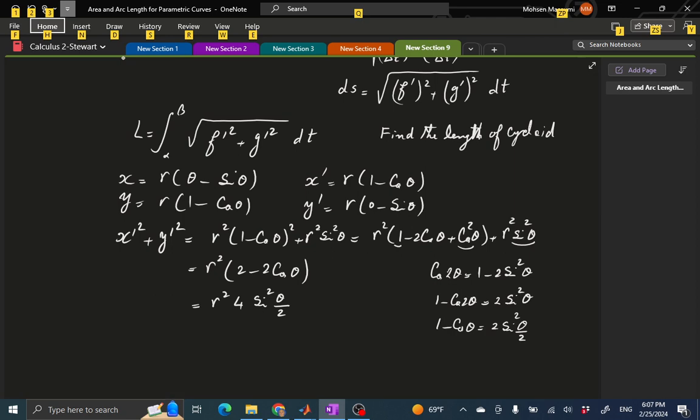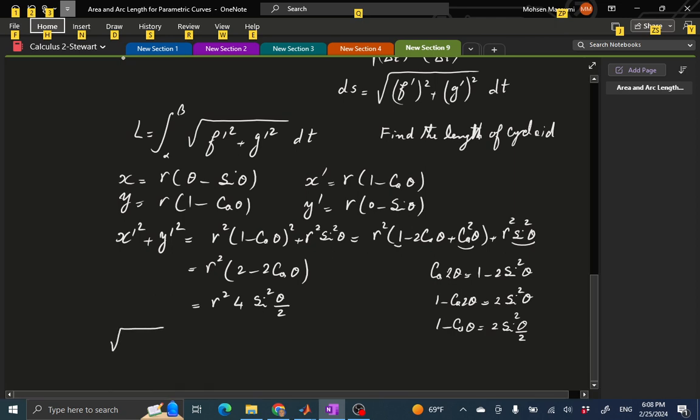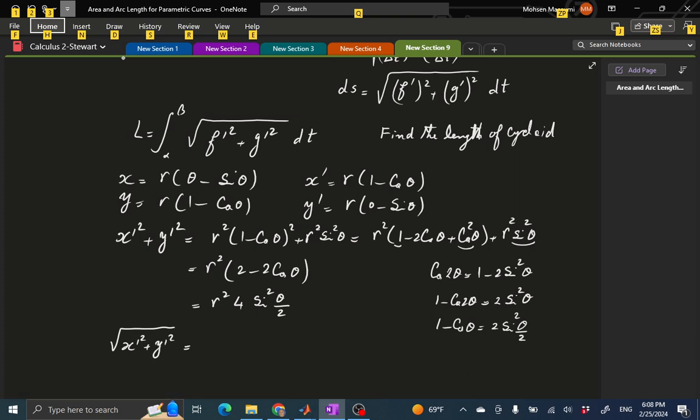So what we have, x prime squared plus y prime squared in square root is going to be the square root of r squared, which is just r. 4 gives me a 2. This one is going to give me sine of theta over 2 in absolute value. But if theta is ranging between 0 and 2 pi, theta over 2 is going to range between 0 and pi, and therefore this is going to be always positive. So I can write it simply as 2r sine of theta over 2.